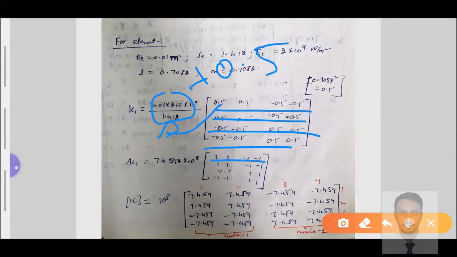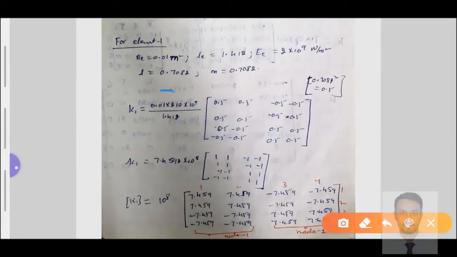Then this matrix becomes 1 1 minus 1 minus 1, 1 1 minus 1 minus 1, minus 1 minus 1 1 1, minus 1 minus 1 1 1. So we got this matrix. After getting this matrix, this value into 0.5 is equal to this. Then this value is 7.4592 into 10 to the power of 8, I have taken 10 to the power of 8 common. Then multiply this value inside, you will get all the values as plus 7.459 or minus 7.459 with respect to the sign convention as you have here.